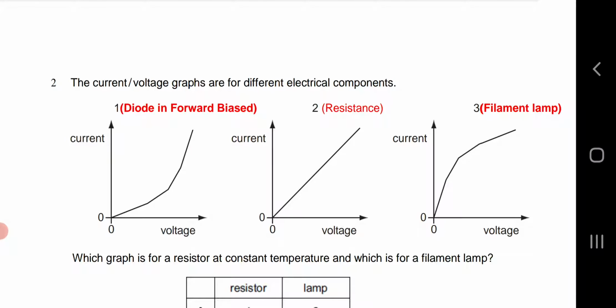Question number 2. The current voltage graphs are for different electrical components. Which graph is for a resistor at constant temperature and which is for a filament lamp? Graph 1 is for a diode in forward bias. Graph 2 is for a resistor. It is a linear graph. Graph 3 is for a filament lamp.